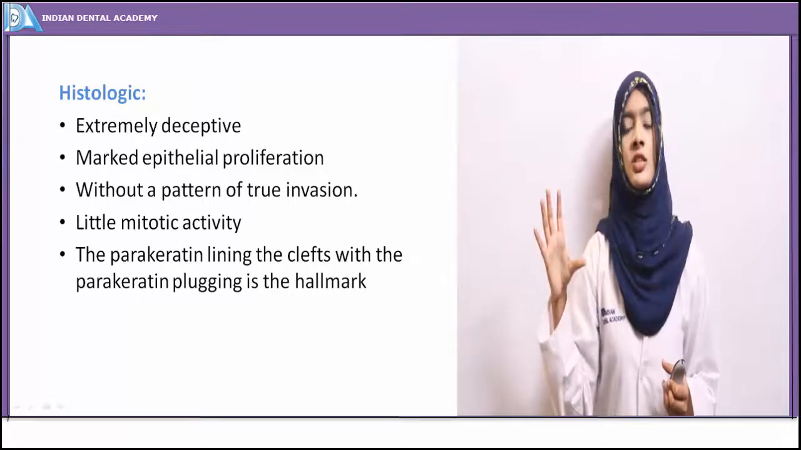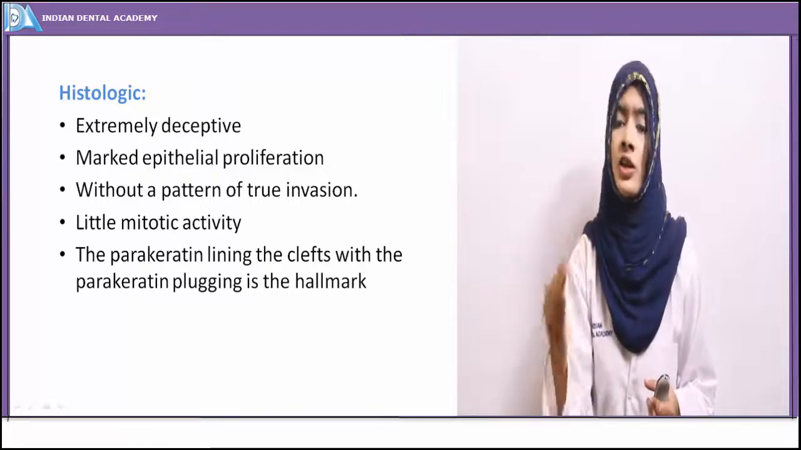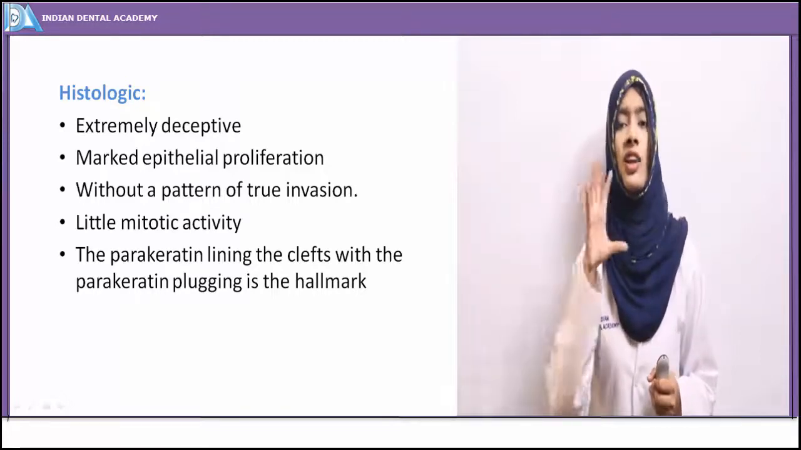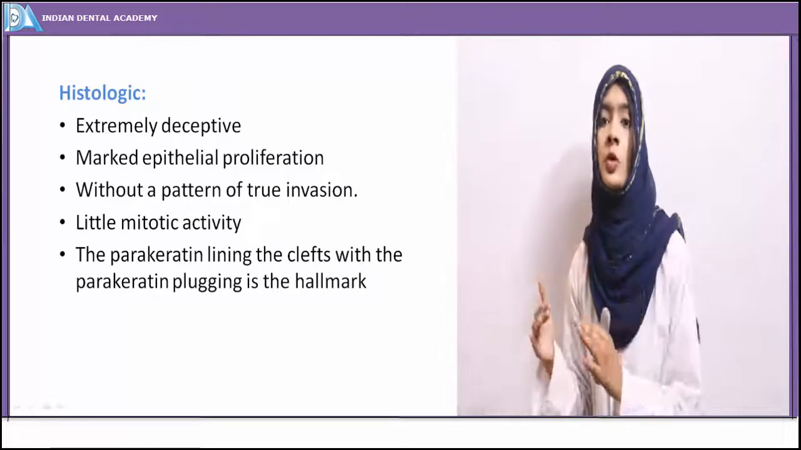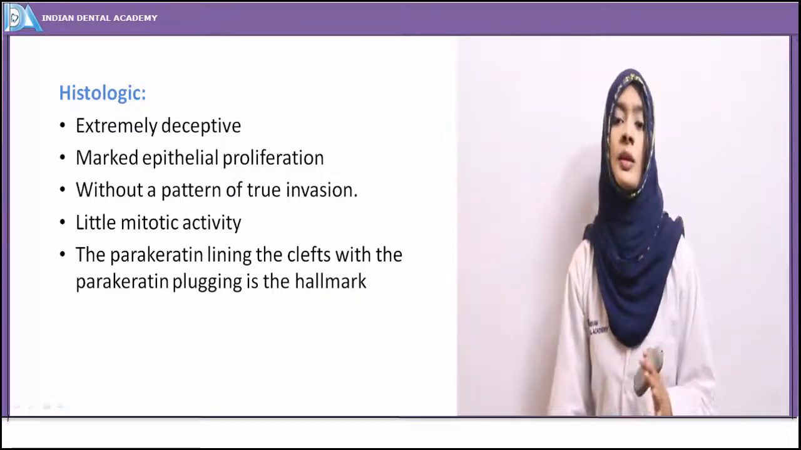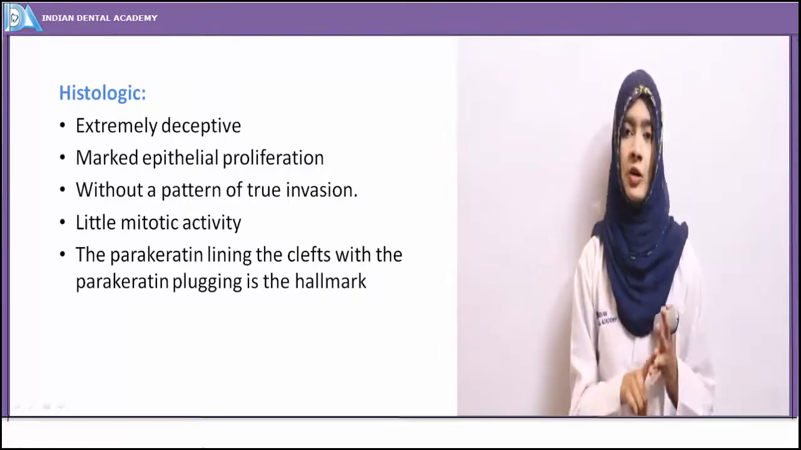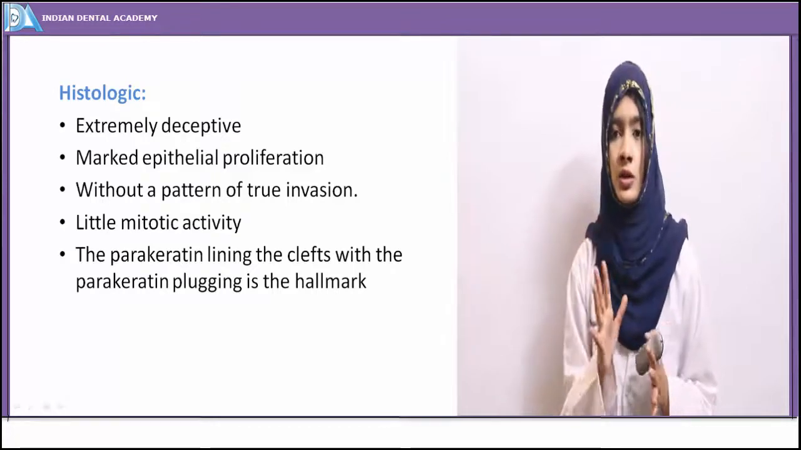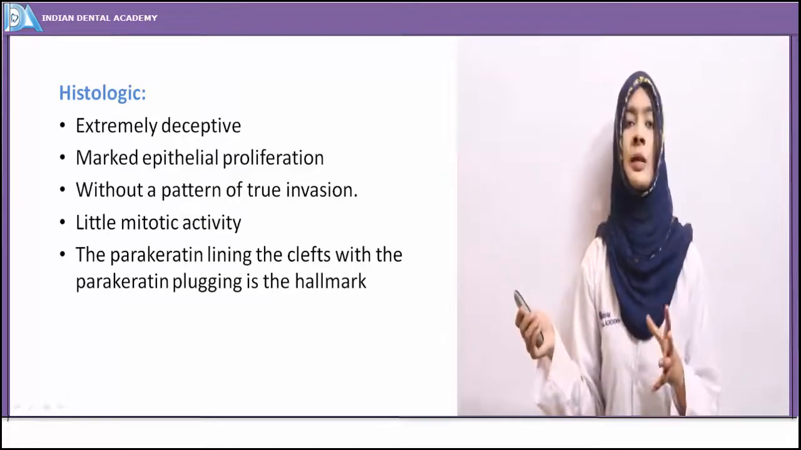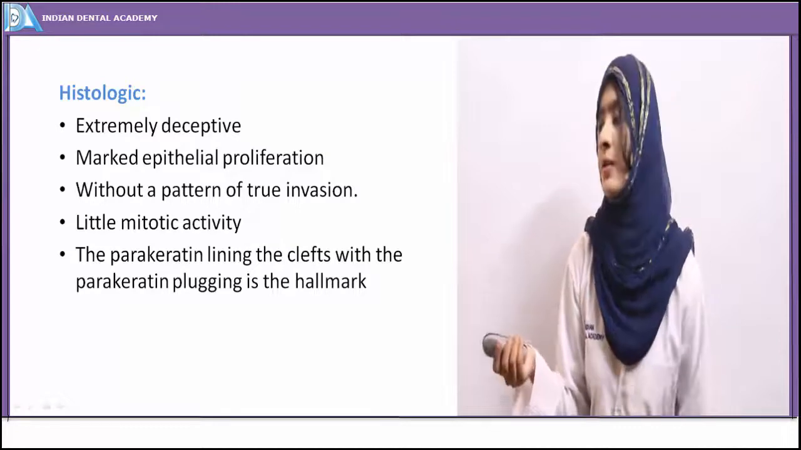But all those features are not present here. Nuclear hyperchromatism, nuclear and cellular pleomorphism, all those are dysplastic features which are not so prominent in case of verrucous carcinoma. The presence of parakeratin along with parakeratin plugging is a more characteristic feature here. Epithelial proliferation is seen. The rugae-like folds are present.